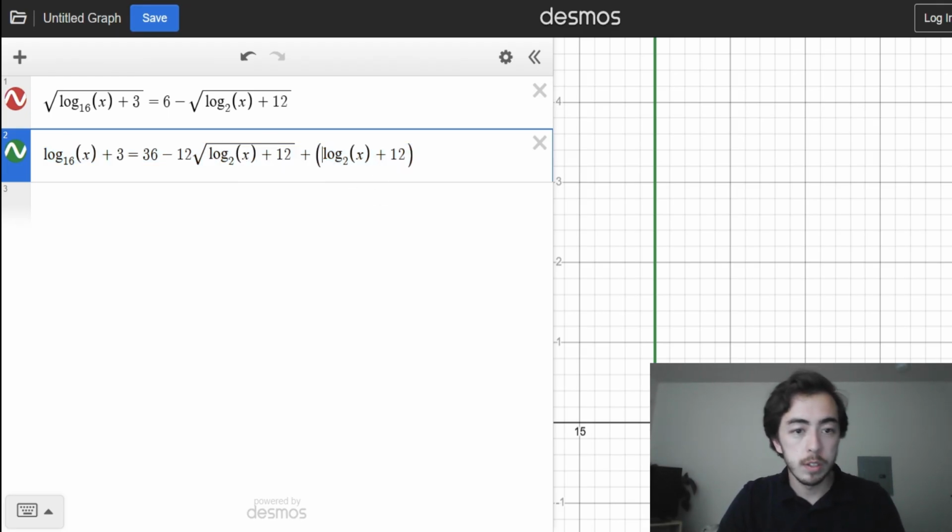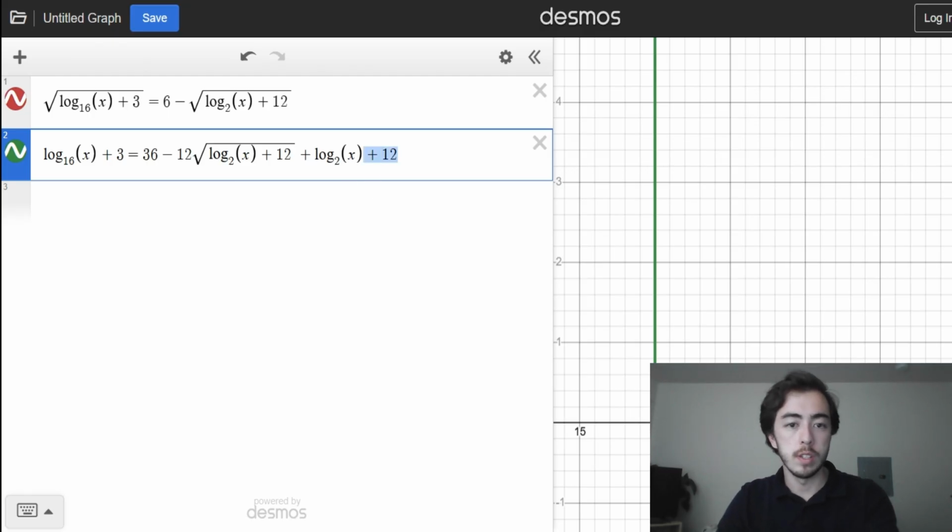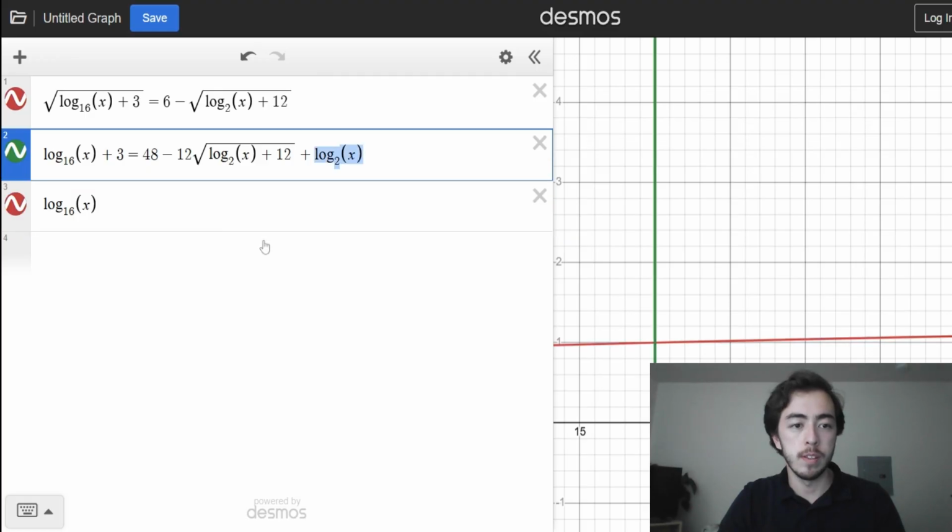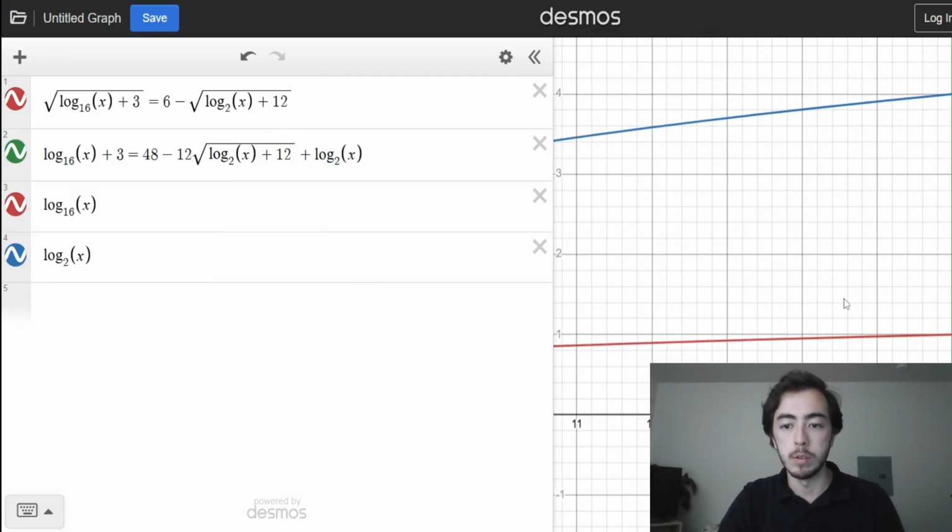The next thing we could do, we could release these parentheses. We could combine like terms. This 12 and that 36 could be a 48. I think I want to get these log bases to be the same. And the way to do it, let's just kind of graph log base 16 of x and log base 2 of x.